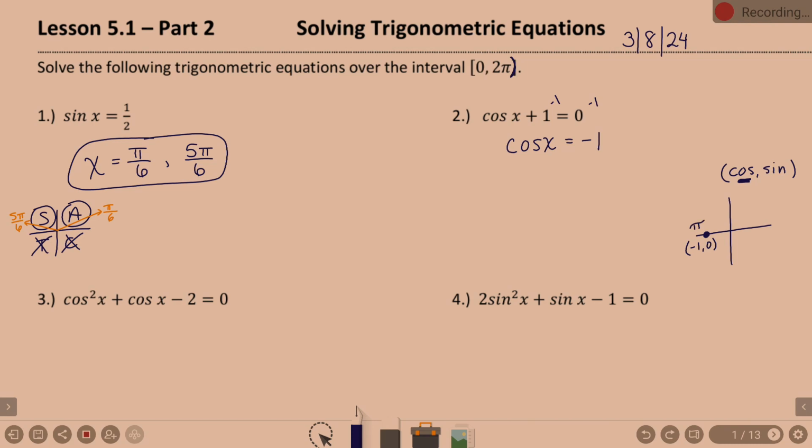It's hard to write work for these. I can verbally explain, but it's not like there's work to write. So the best I can do is give you an image here to look at. Okay, so you guys said cosine equals negative 1 at pi. Any place else?